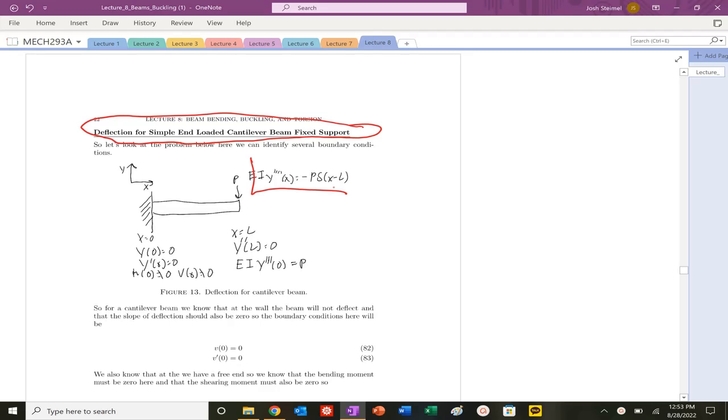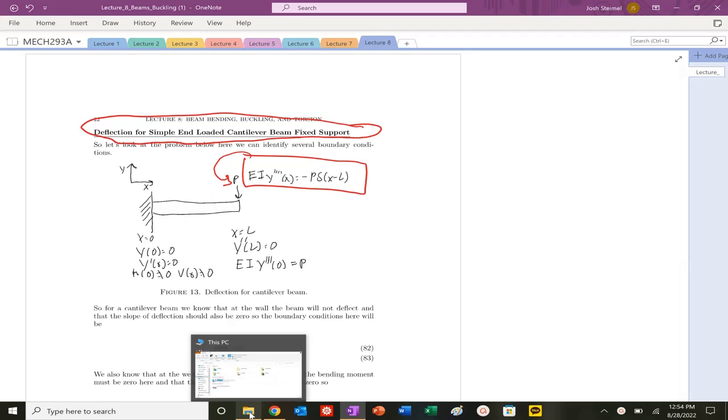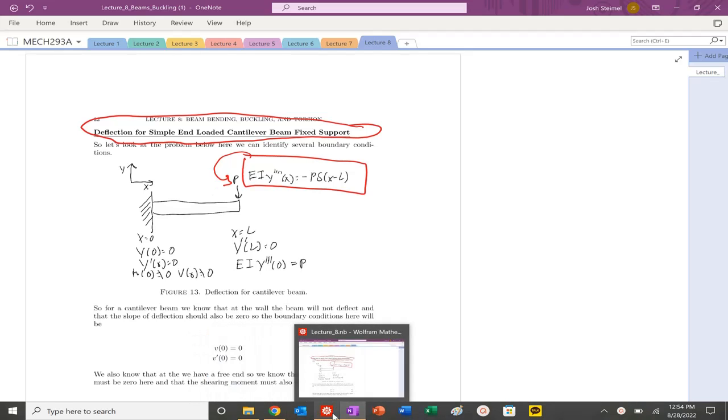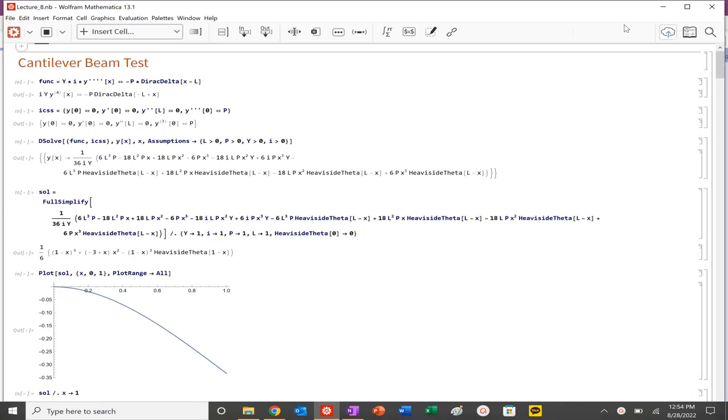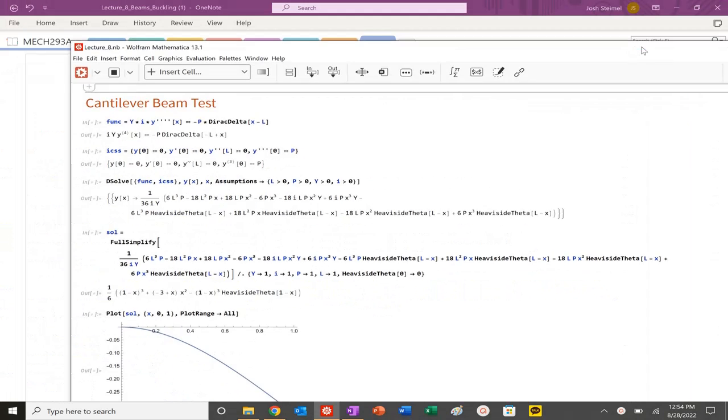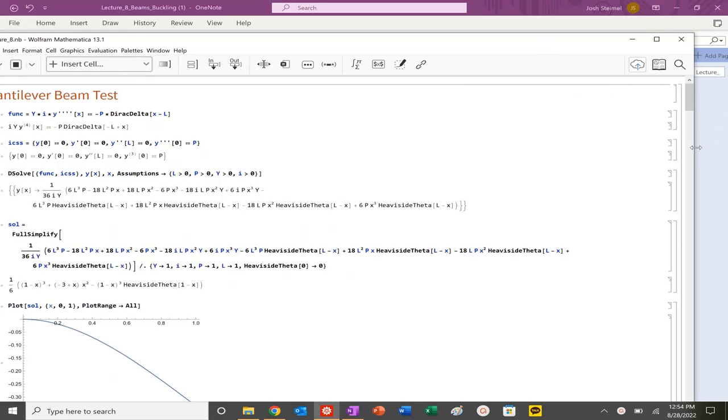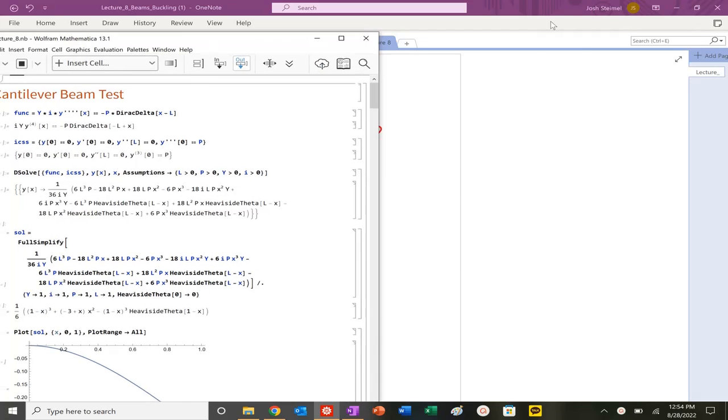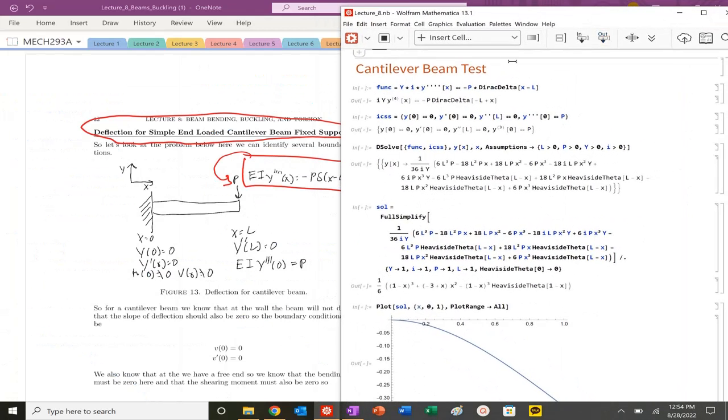When I'm end loading, I can model a non-distributed load as a Dirac delta function. A Dirac delta function is basically zero everywhere except when the argument inside of the delta is equal to zero. So that's how you can essentially model point forces in your function, and that's a nice way we can solve the problem. I've already got this set up for you here.